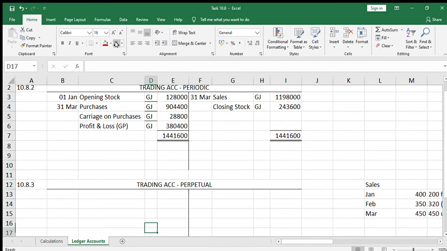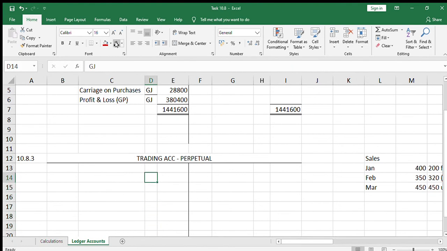Under the perpetual system, there's much less going on in the trading account. However, the calculations are a bit more complex. Okay, so we're going to have the date on either side, 31st March. On the credit side, you will have sales. On the debit side, you will have cost of sales. Now this cost of sales needs to be calculated, whereas the sales figure is just the same amount that we had.